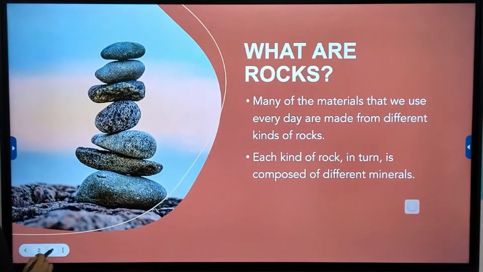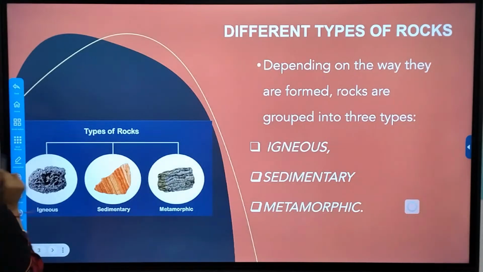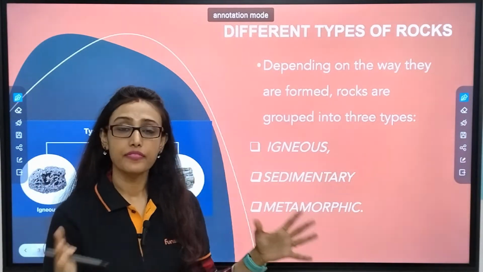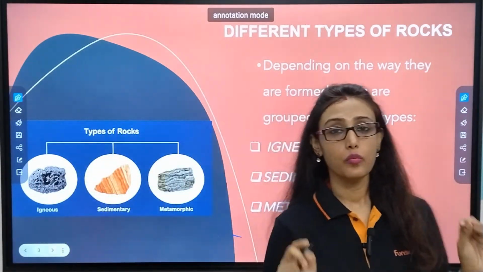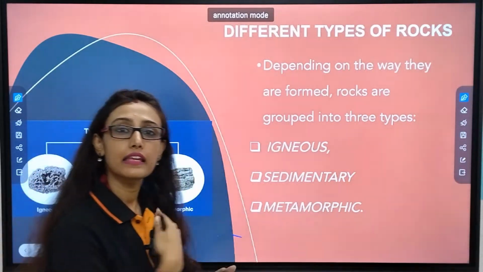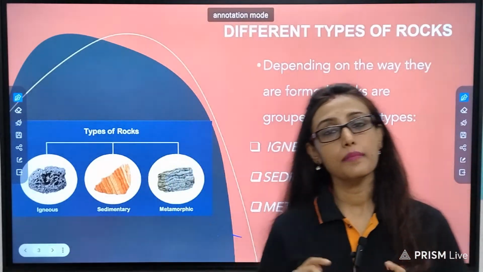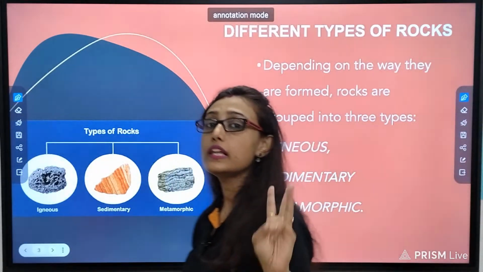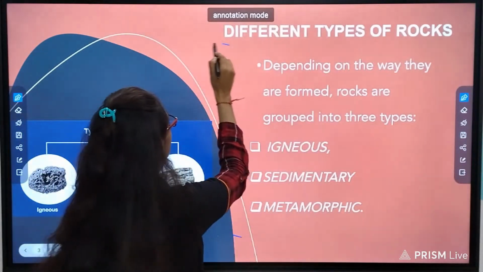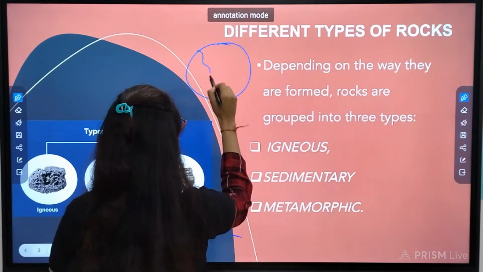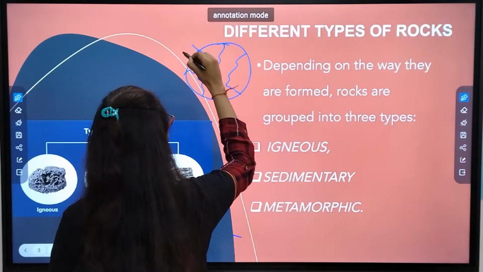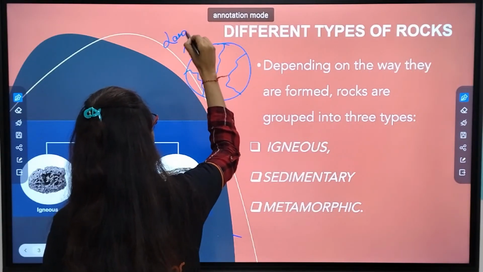Now next. Types of rock. After analyzing the rock's basic structure and physical and chemical components, rocks are basically divided into only three types. Only three types of rock are found in our Earth's crust. What is crust? Obviously, these are the land masses.